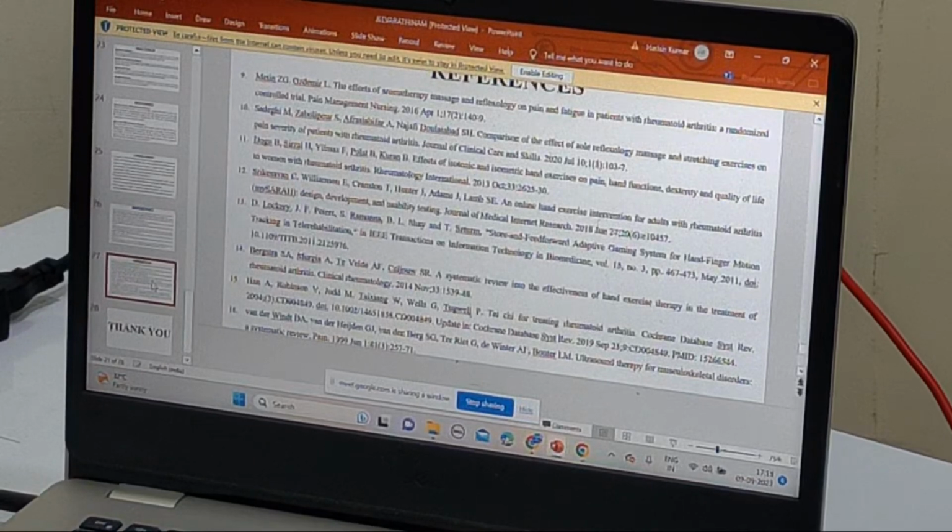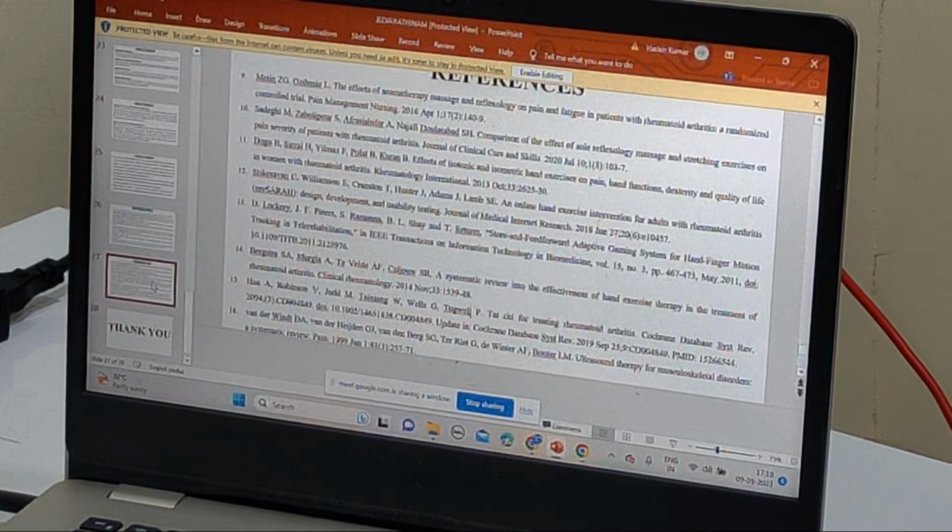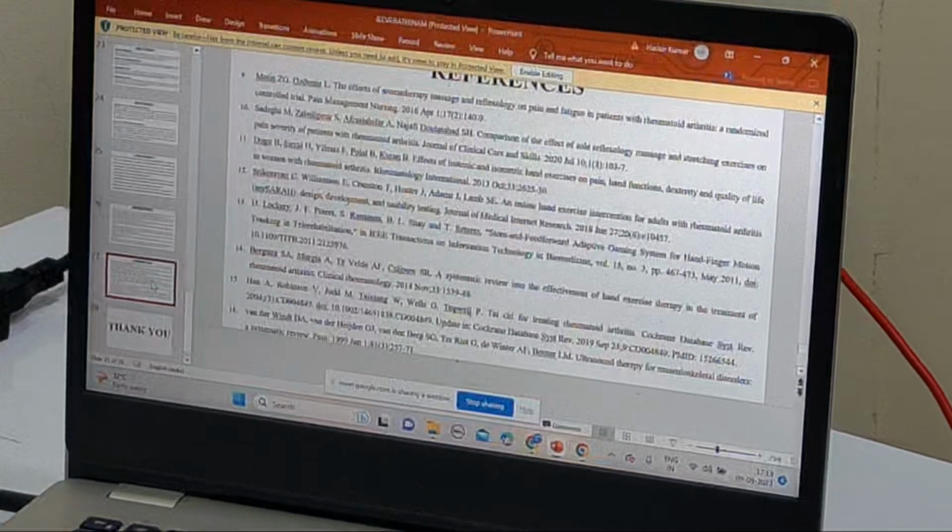Ma'am, I mostly took 15 articles. Among these 15 articles, eight or nine, I think, nine articles, the patient didn't take any medication and followed only the exercise protocol. So I only had an idea regarding this.